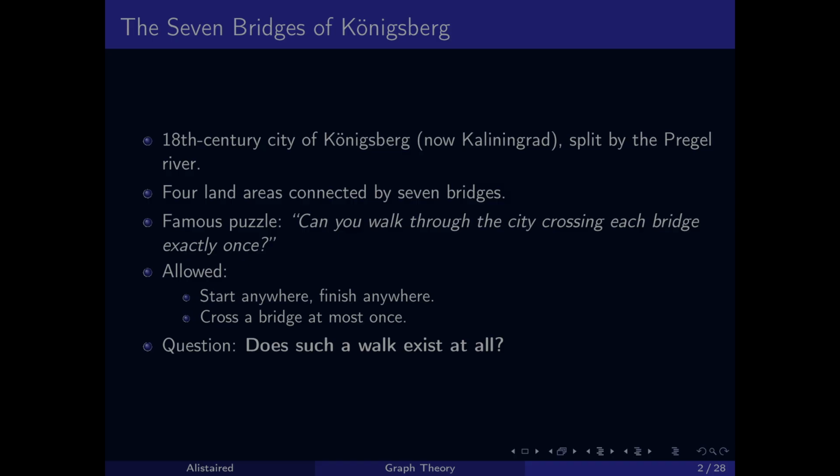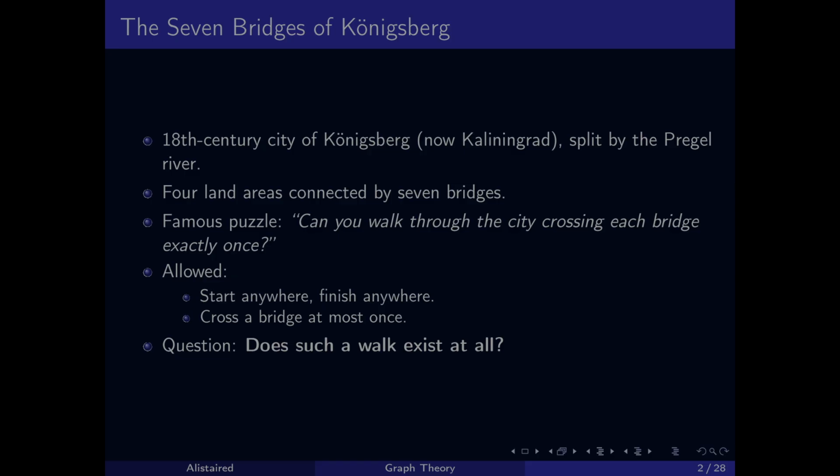The city is run through by the Pregola River, which divides it into four distinct land masses that are connected by seven bridges. One of the most famous puzzles at the time was: can you go through the four land masses of the city, crossing each bridge exactly once, and end up where you started?